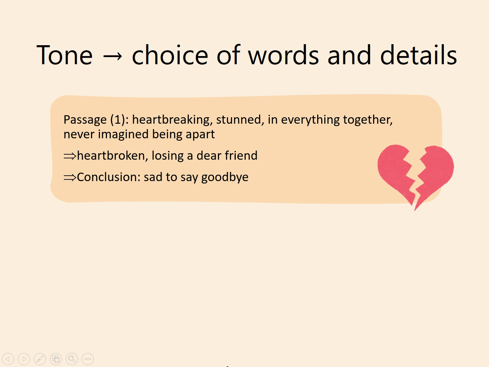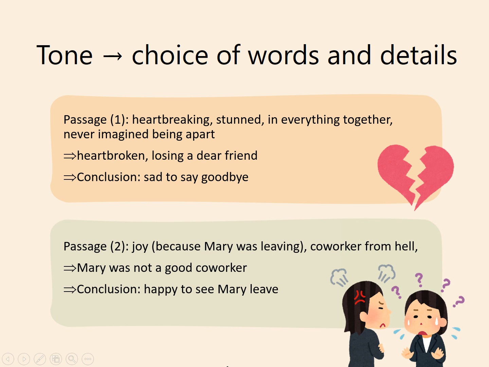In passage 1, words like heartbreaking, stunned, in everything together, never imagined being apart, tell us how reluctant the author was to say goodbye to Mary, so we can feel her sadness. In passage 2, words like whoop of joy, upon hearing Mary was leaving, immediately tell us the author was happy to see Mary go. So it is very clear that the author does not like Mary.